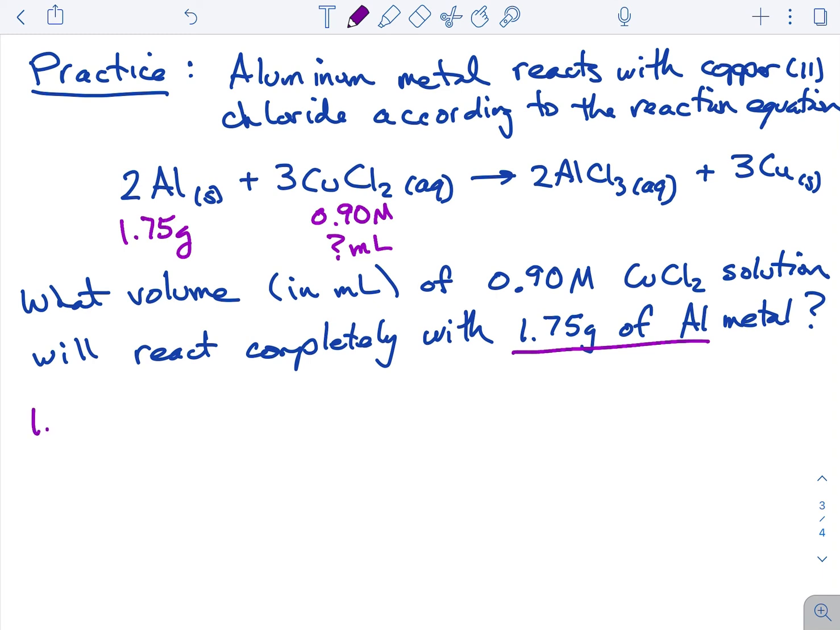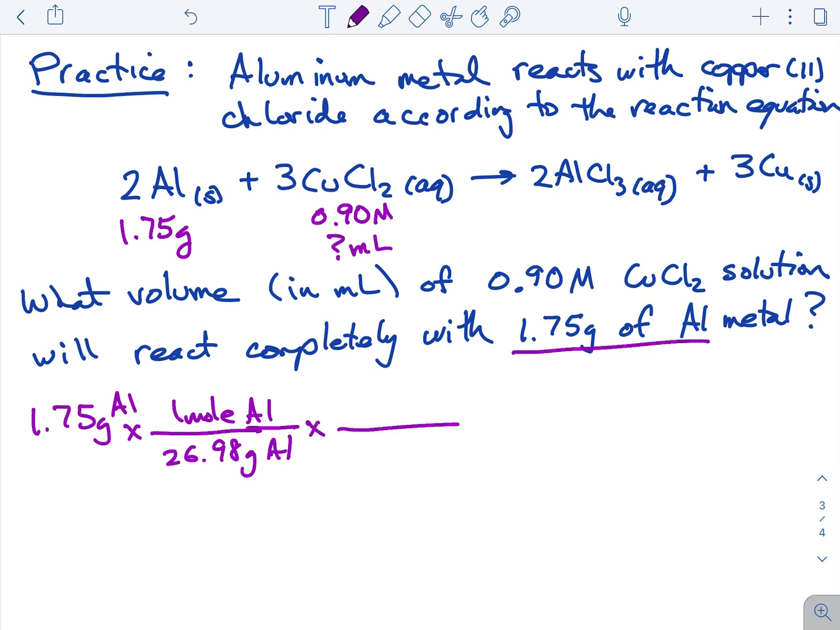That's where I'm going to start, and I've got 1.75 grams of aluminum. And as always, when we have grams, the first thing we do is change grams to moles. Hopefully that's becoming a little bit of muscle memory for you, where you don't have to think through, oh my gosh, what do I do. If you're given grams, go to moles. All right. Now we're going to do a mole-to-mole ratio because we know for every 2 moles of aluminum, we have 3 moles of copper chloride. Notice we know that from the balanced reaction equation.